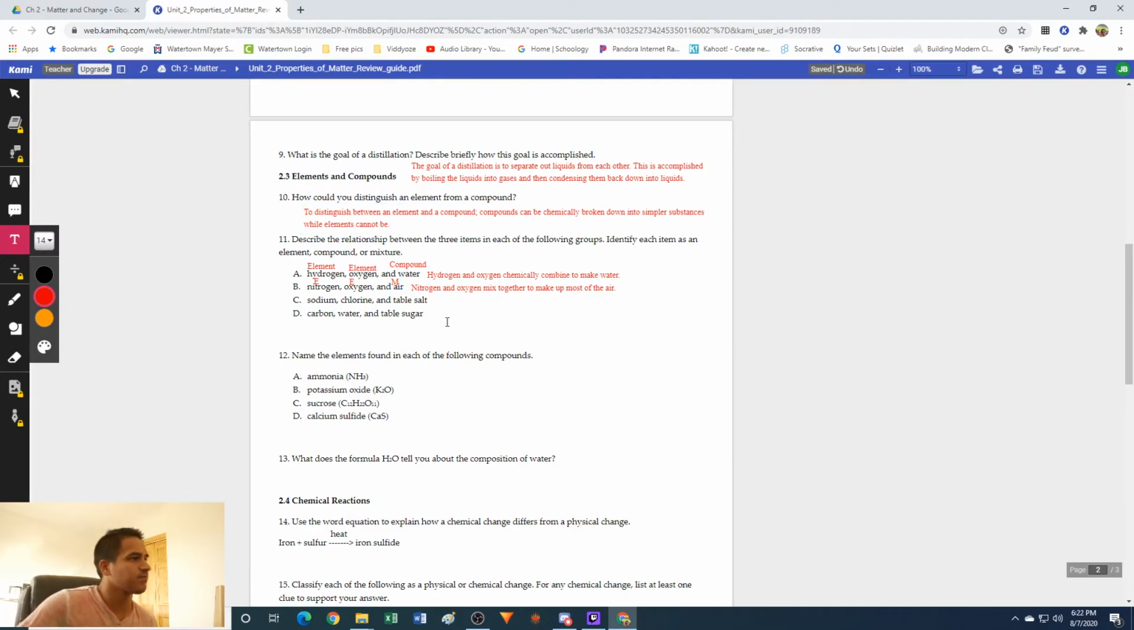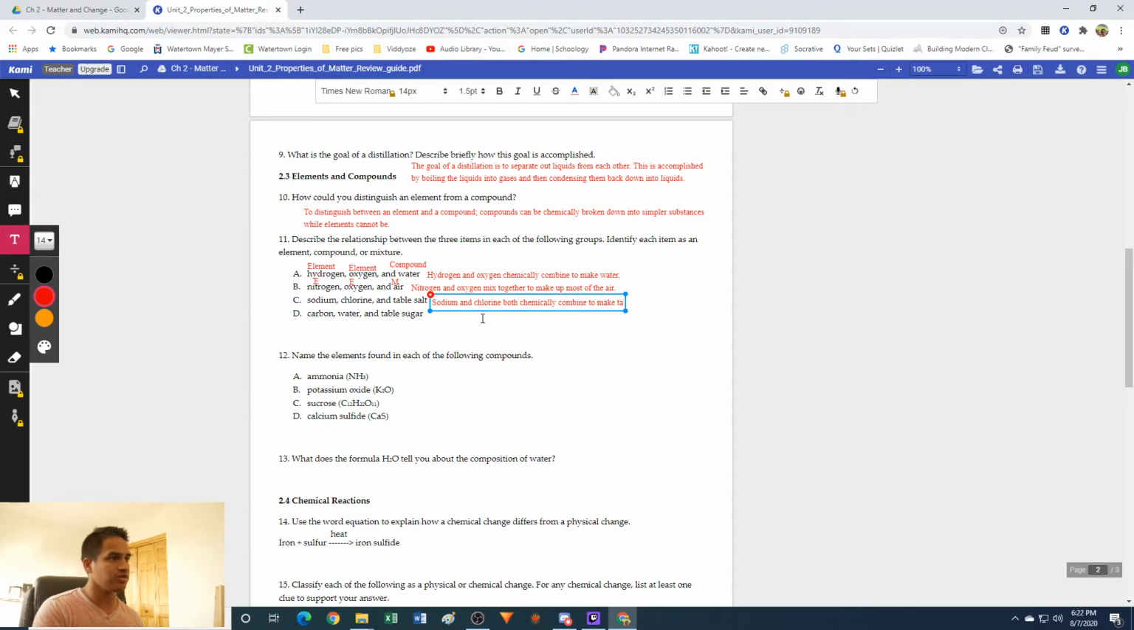All right, sodium, chlorine, and table salt. The relationship between these three is that sodium and chlorine both chemically combine to make table salt. Okay, so we'll say that sodium and chlorine both chemically combine to make table salt.